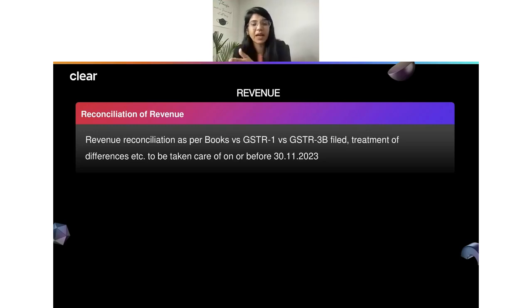You would have shown something higher in 3B, but you forgot to report in your GST 1. Or maybe it was a vice versa thing, you forgot to reverse something in your GST 1. Then you have to make sure all of this is reconciled and you have a proper entry while you are closing your books of account. And if there is certain adjustment entry, you have already passed that adjustment entry.